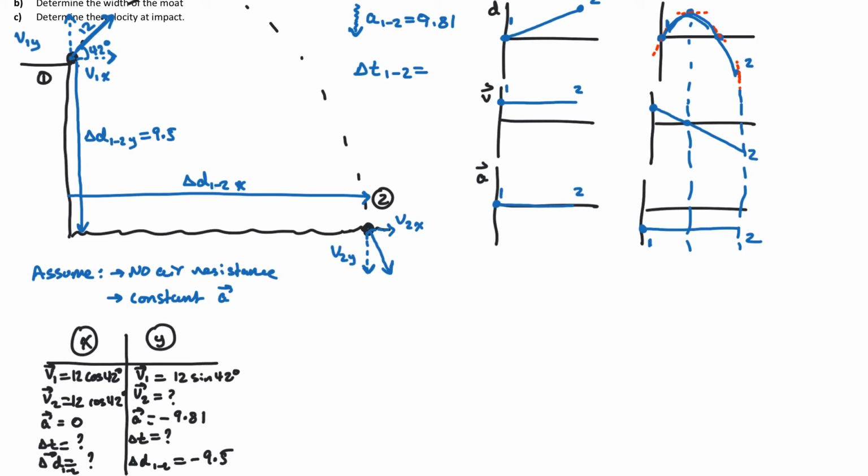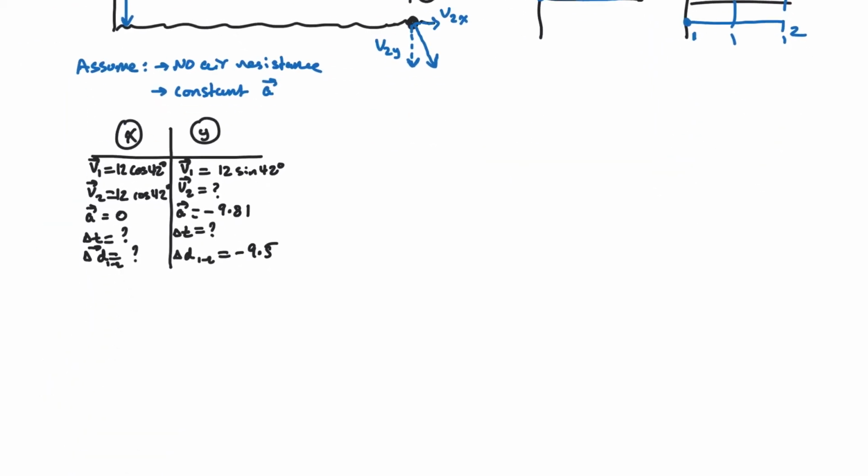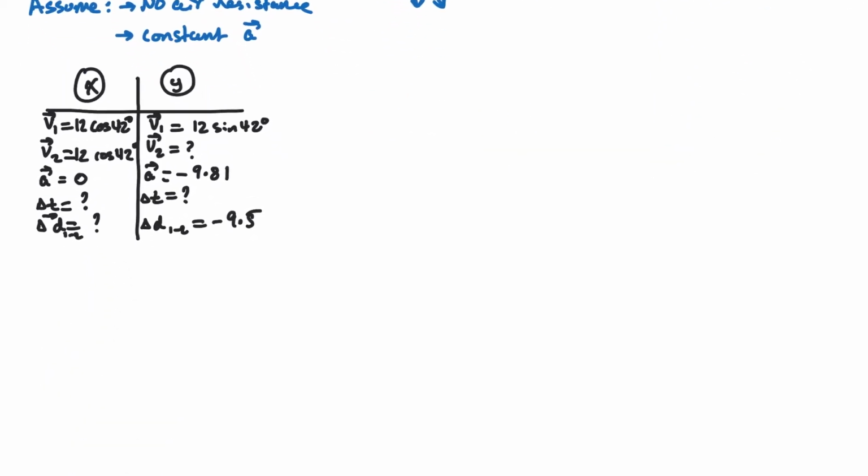Now the first question asks for the time of flight. So I'm going to zoom in a little bit here. For time of flight, I'm going to look at my vertical, and in my vertical I have one set of information, two, and three, so I can find the change in time. And for the change in time, I am going to go with purple.